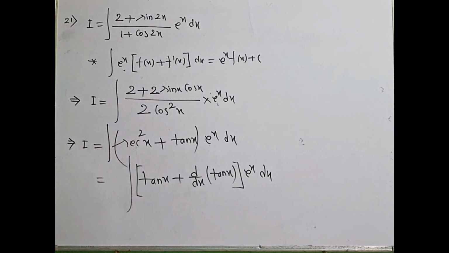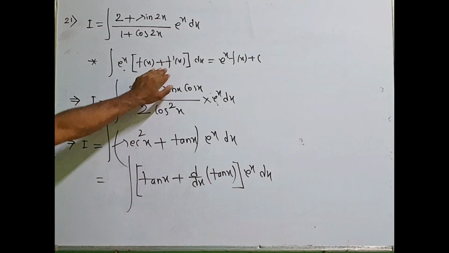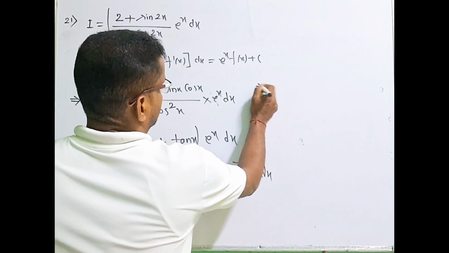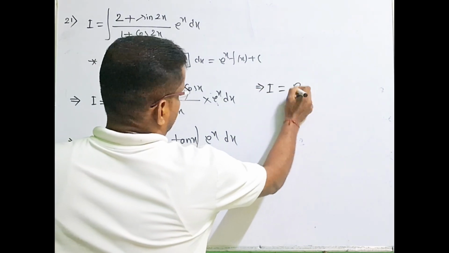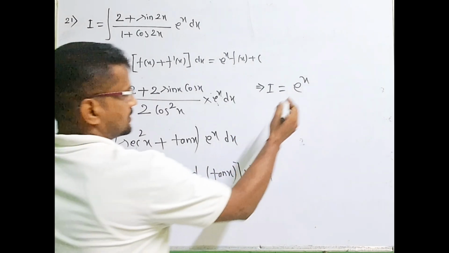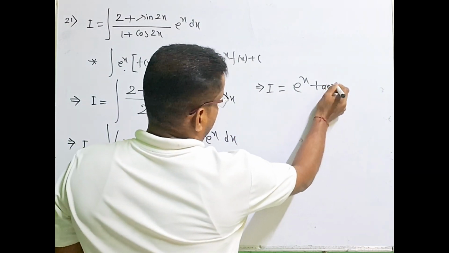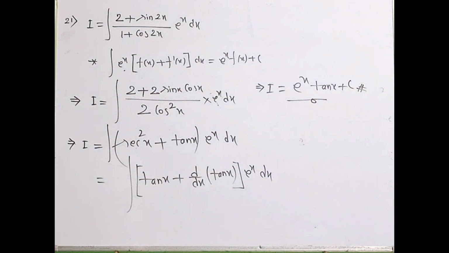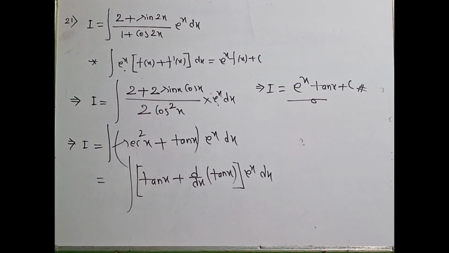Now it is in which format? In this format, and the value of this is e to the power x f(x). So directly you can write I equals e to the power x f of x. In this case f(x) means tan x. So it is tan of x plus c. This is your answer. Now let us see question number 22.